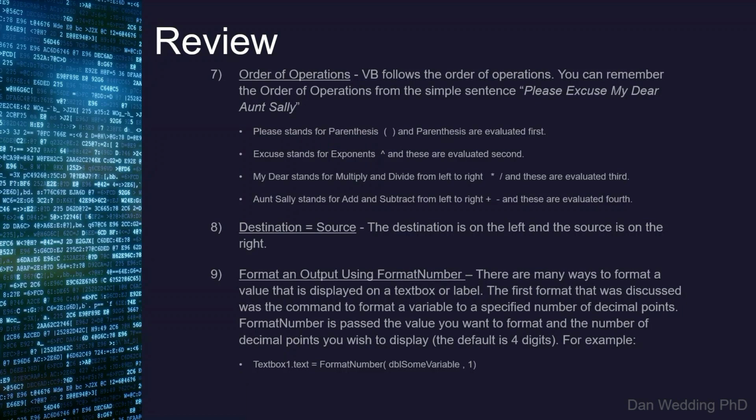There are many ways to format a value that is displayed on a text box or label. The first format that was discussed was the command to format a variable to a specified number of decimal points. Format number is passed the value you want to format and the number of decimal places you wish to display. The default is 4 digits.